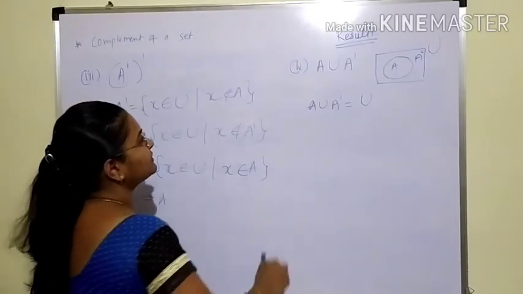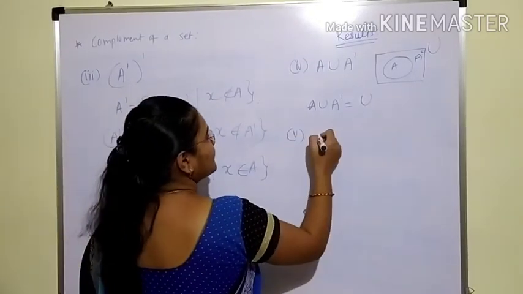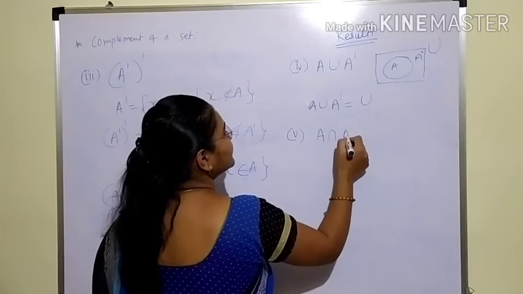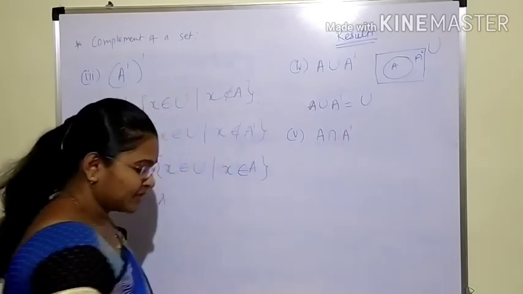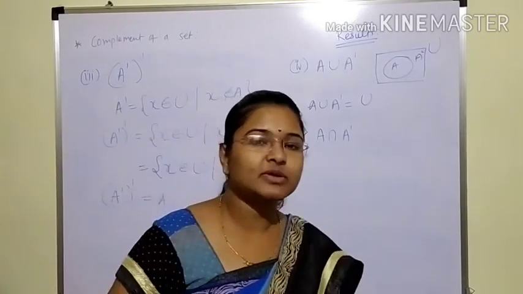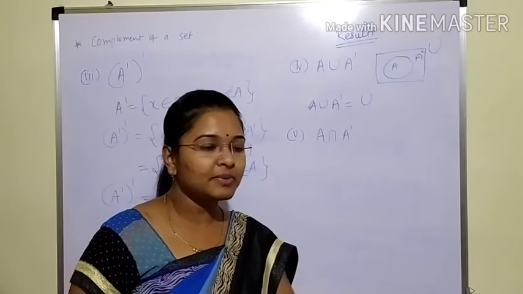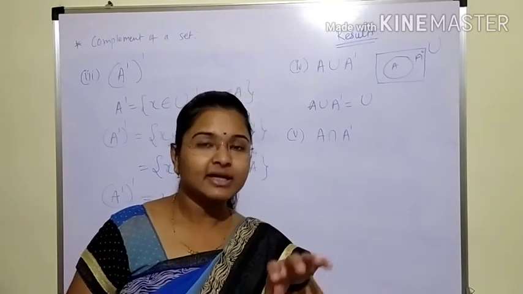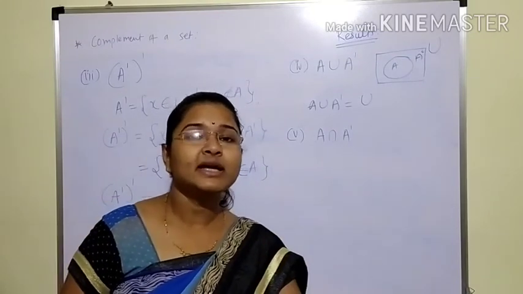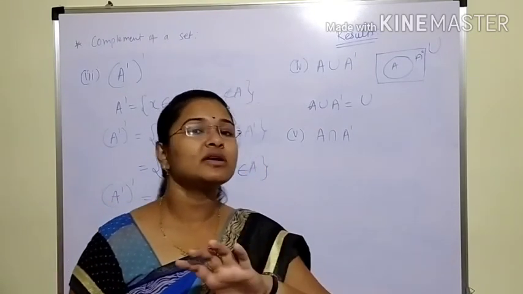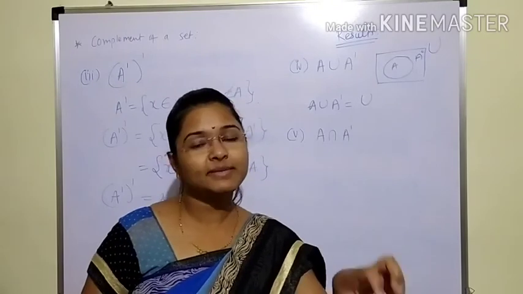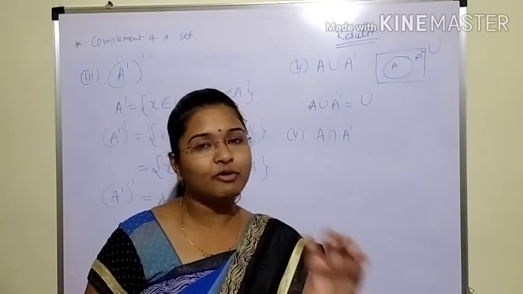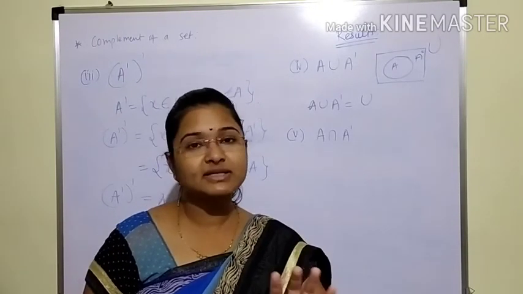Okay, now the fifth one, A intersection with its complement. Students, I have already discussed the complement of a set. The complement of a set is a subset of the universal set in which the elements are those not in A. The elements we are taking are not from A, but from the universal set.